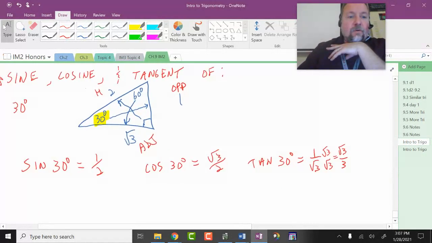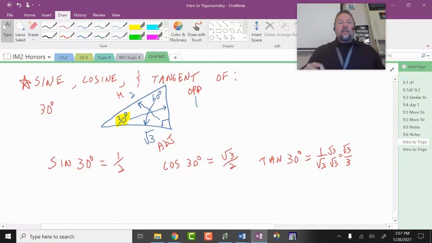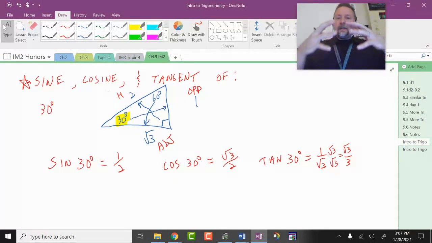Okay, so this is the kind of question where I can give you a trig question without a drawing, because you know how to make the drawing, because of what I taught you about 30, 60, 90s and the sides that we have there. So that's the connection between trig and those special triangles.